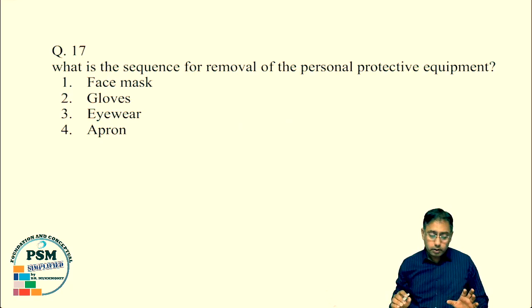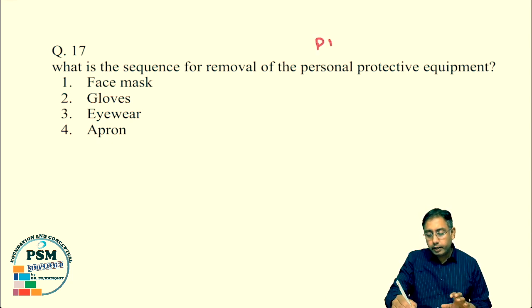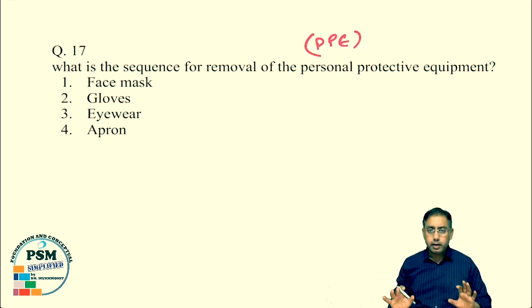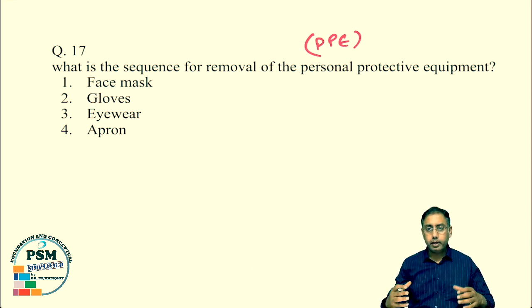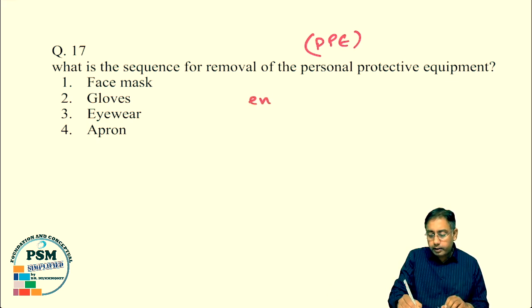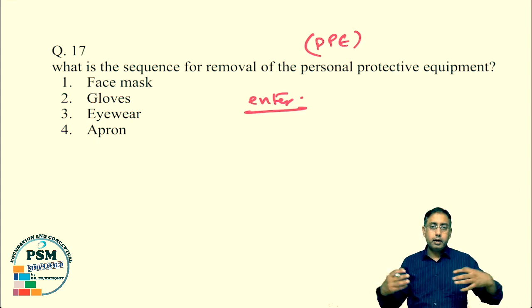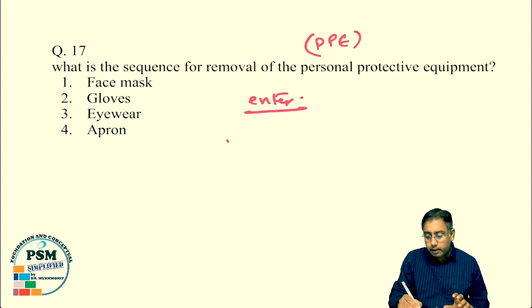So we come to the next MCQ, question 17. What is the sequence for removal of the personal protective equipment? There are WHO criteria and there are CDC Atlanta criteria. Whenever you enter an isolation area, or an area where universal precautions guidelines or protocols are to be followed, there is a sequence. On entering, the first thing that has to be done is wearing an apron. The apron, or a gown, has to be worn first.